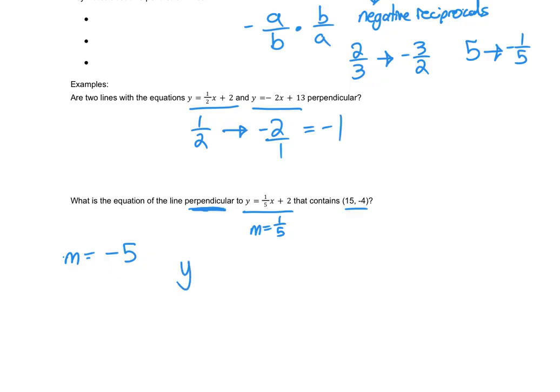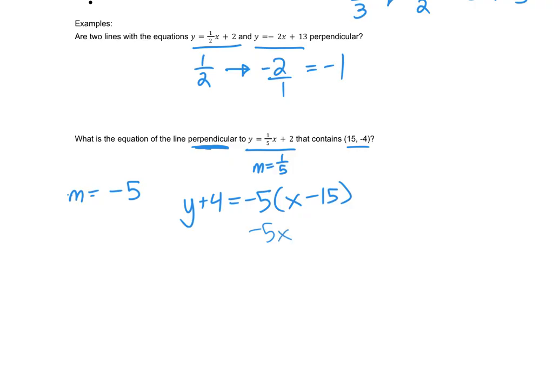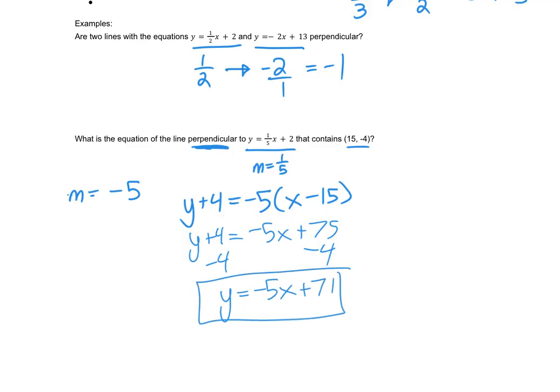So now I will use our formula again, y minus y1. So subtracting negative 4 becomes a plus 4 equals negative 5 times x minus x1. So I'll distribute that negative 5, subtract 4 from both sides, y equals negative 5x plus 71. And that's the equation that's perpendicular to that line that contains that point.